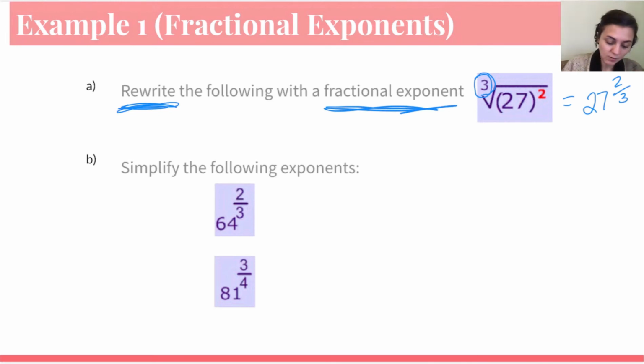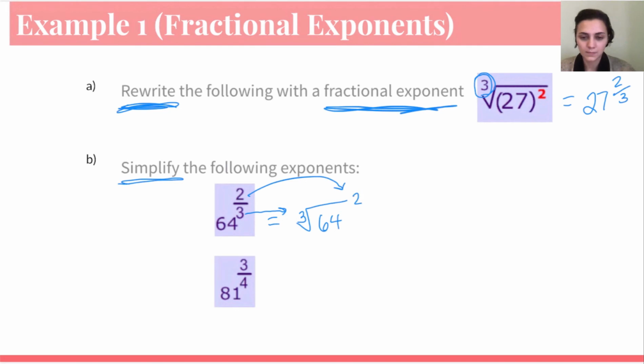Okay. Now in part B, it does want us to actually simplify. So we want to make these a more simple number. So I'm going to rewrite these to be 64. The root is 3, since that's the denominator, it becomes the root, and then the power is squared. Again, I don't want to square 64 because that's just going to turn into a giant number, and I want to be able to do this in my head.